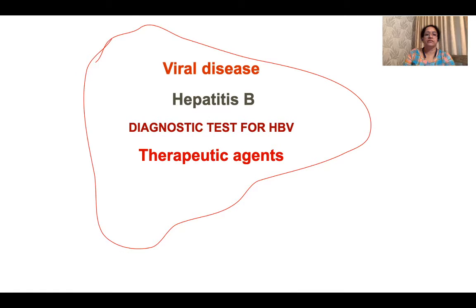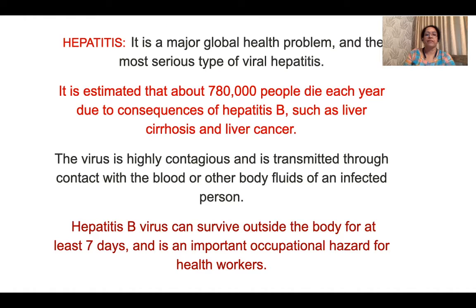In this, we will see diagnostic tests for hepatitis B viruses as well as various therapeutic agents used in the treatment of hepatitis B. As you know, hepatitis is a major global health problem and the most serious type of viral hepatitis is hepatitis B. It is estimated that about 7,80,000 people die each year due to consequences of hepatitis B such as liver cirrhosis and liver cancer.